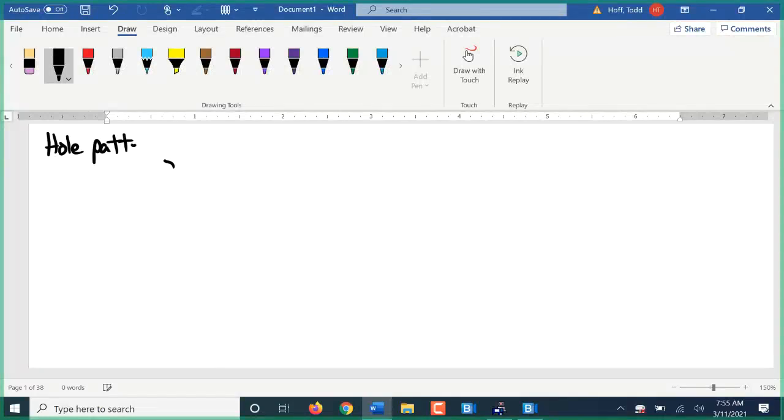Next, we want to talk about hole patterns. And more specifically, we're going to talk about circular hole patterns. Hey, that almost looks round. I shouldn't sound so surprised when I actually draw something right, maybe.